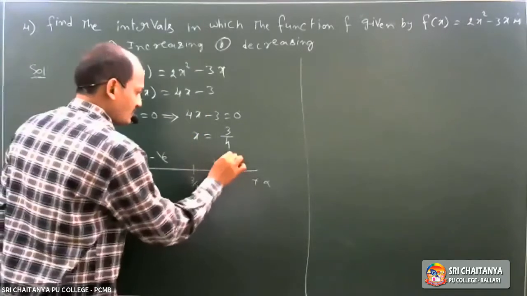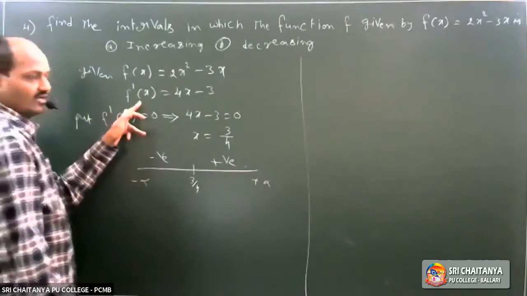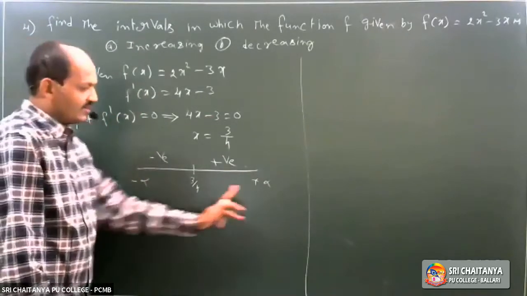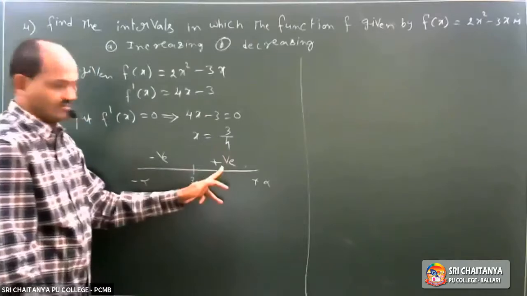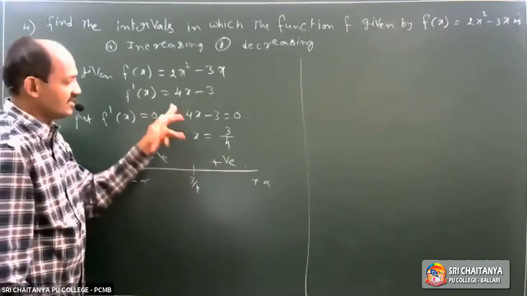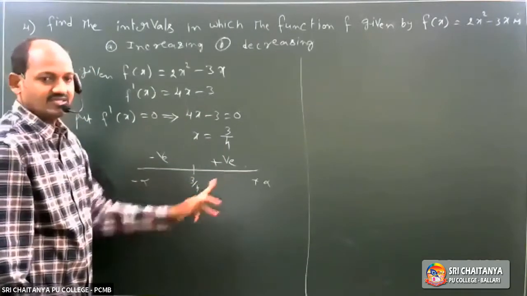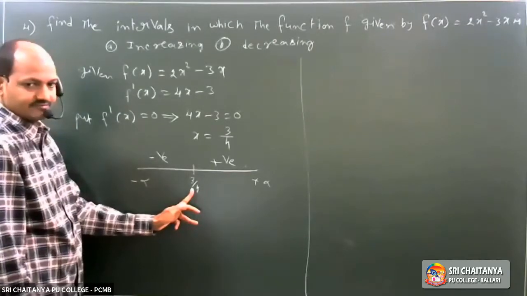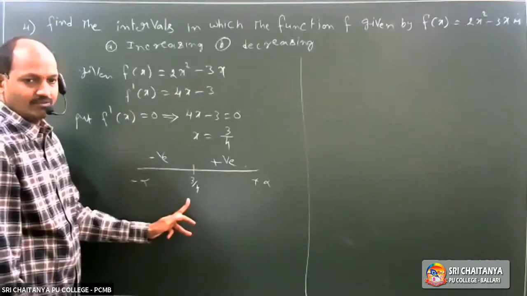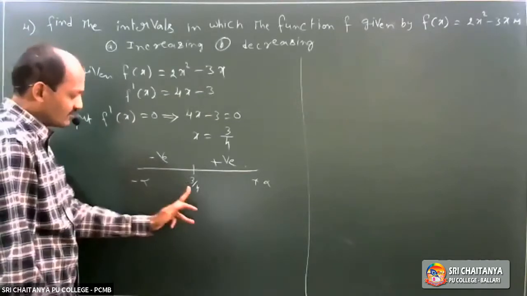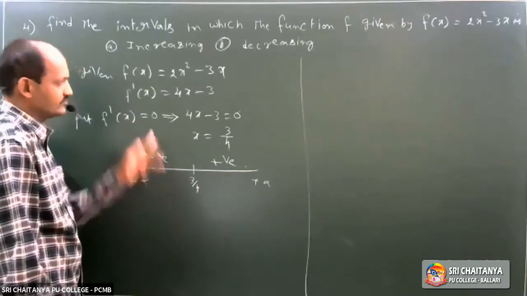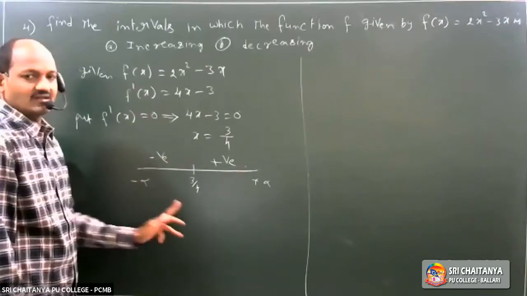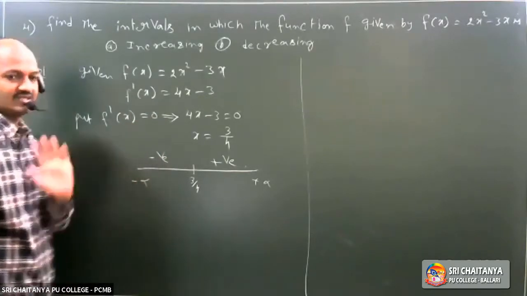So first derivative in 3 by 4 to infinity is positive, so it is increasing in this interval. From minus infinity to 3 by 4, first derivative is negative, so in this interval it is decreasing.